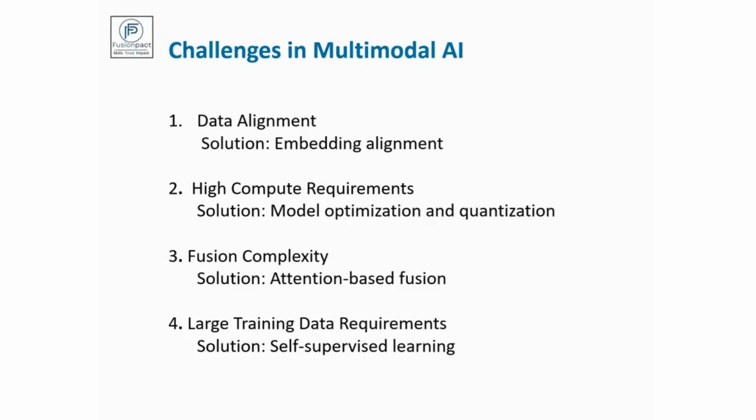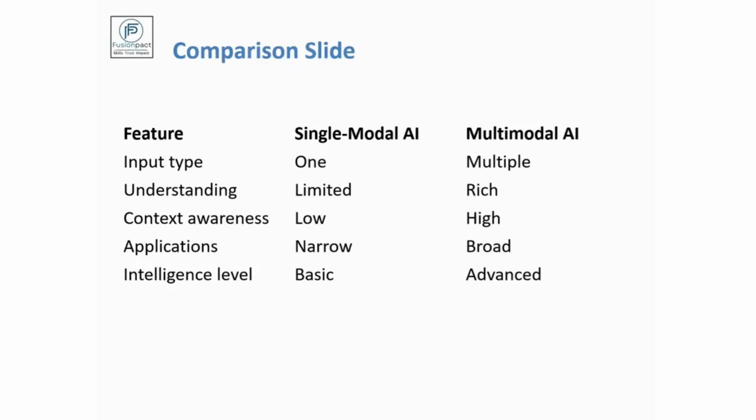So challenges in multimodal AI are: first, combining the data types effectively is complex. Data alignment is an issue, and for that we use embedding alignment. High compute requirements: the model has high computation requirements. The solution for that is model optimization and quantization. Some other issues are fusion complexity and large training data set requirements.